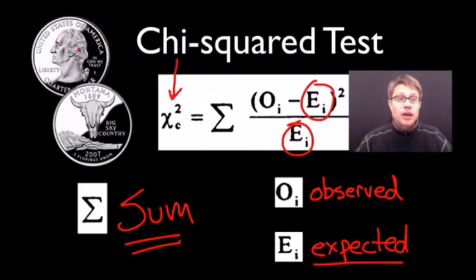Let me give you an example of that with these coins over here. Let's say I flip a coin 100 times, and I get 62 heads, and I get 38 tails. Well, is that due to just chance, or is there something wrong with the coin or the way that I'm flipping it? And so the chi-squared test allows us to actually answer that.